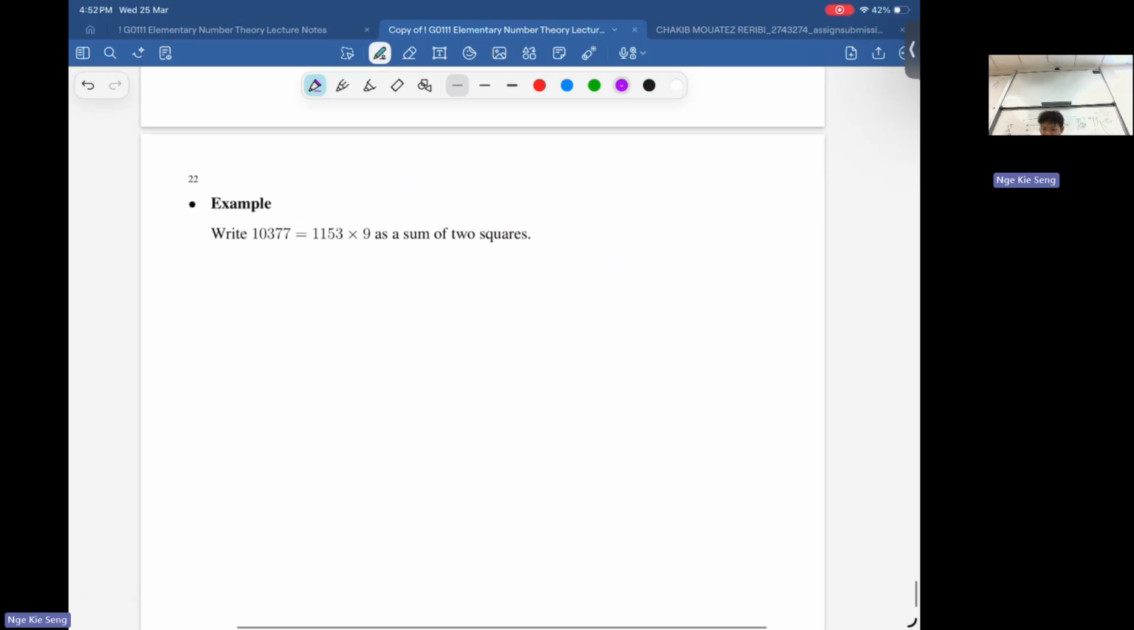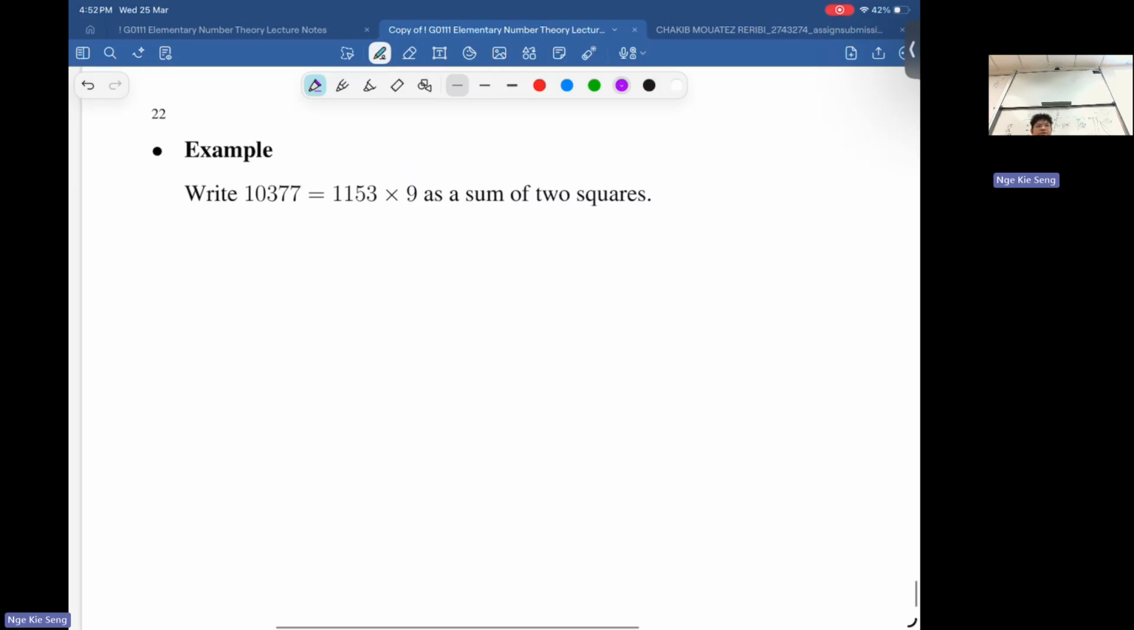Yeah, how about this one? Oh, this one. What do you think? Maybe you can tell me what you should do. I mean, what will you do? Yeah. You cannot just multiply anything into the sum of square, right? Because turns out that this 9 is a perfect square. Correct or not? Okay. So let me show you.